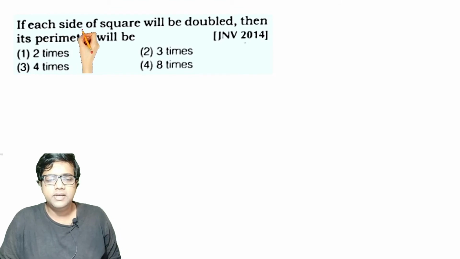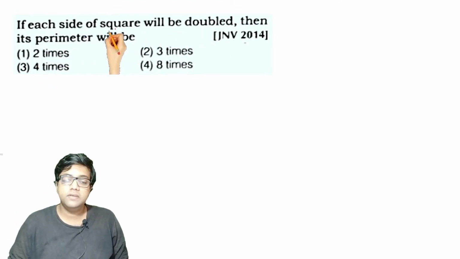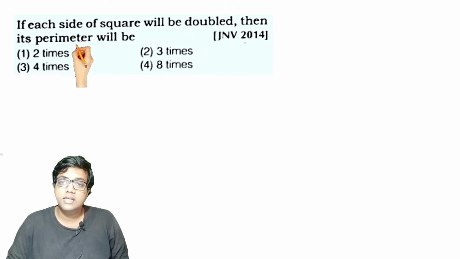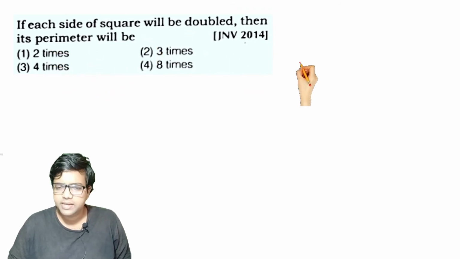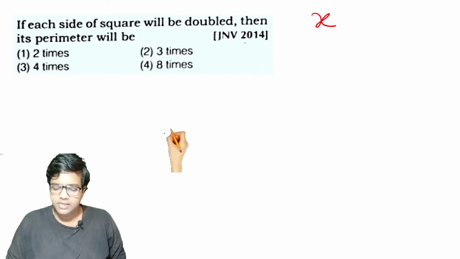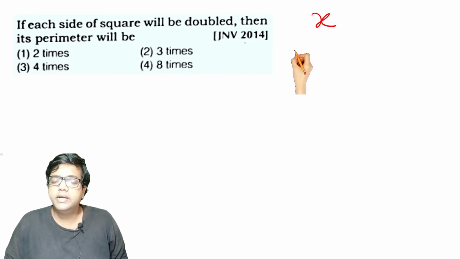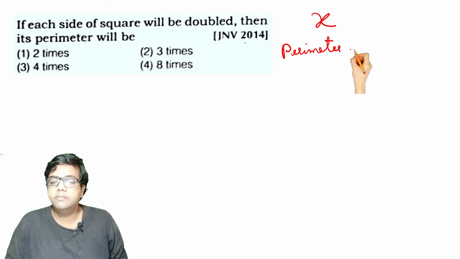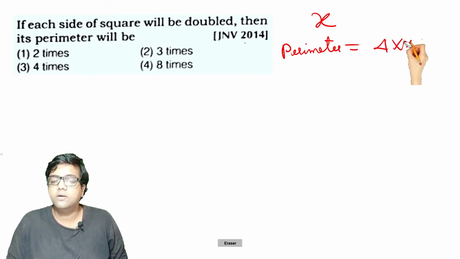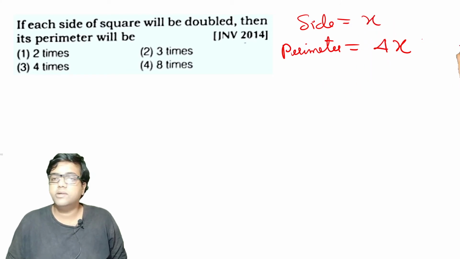Very easy. If each side of a square is doubled, then its perimeter will be what? Okay, so this is a very conceptual question. Let's assume the side of the square to be x. Then what will be its perimeter? 4 into x, or 4x. Let the side be x, we don't know. If the side is x, the perimeter will be 4x.